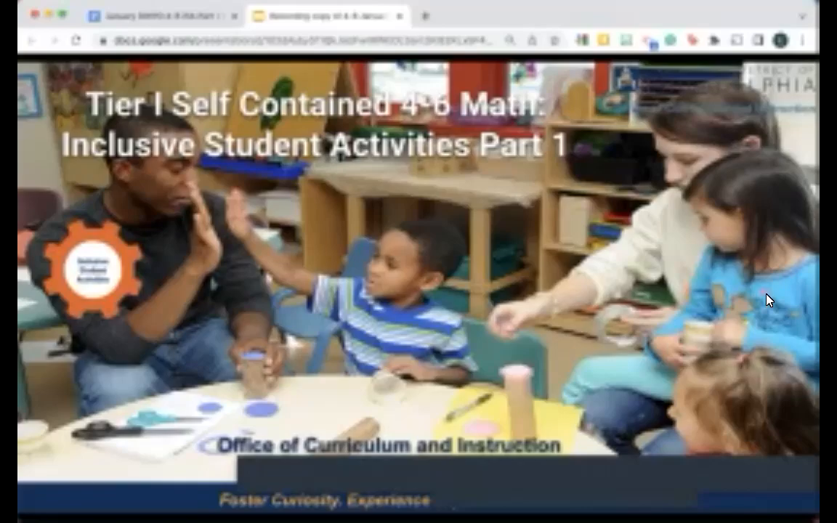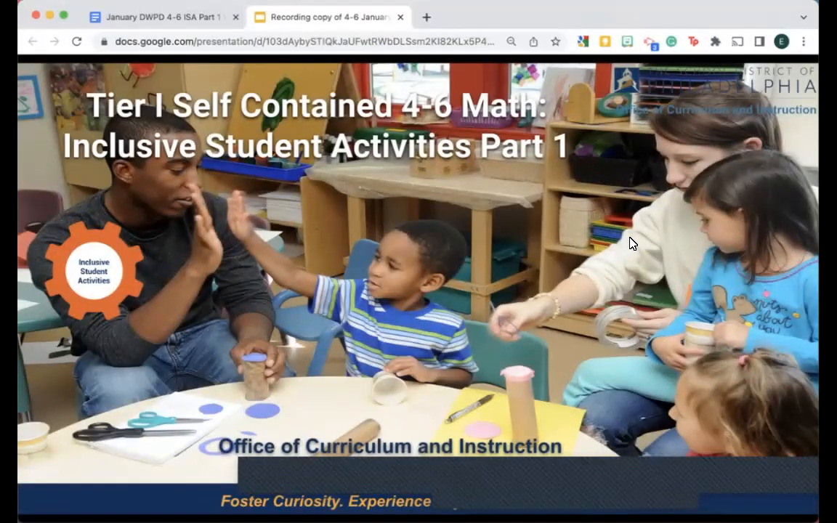Tier 1 Self-Contained 4 to 6 Math, Inclusive Student Activities, Part 1.